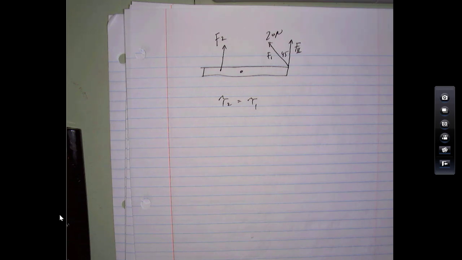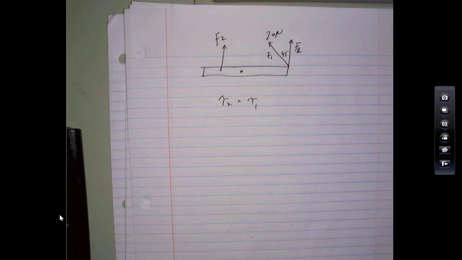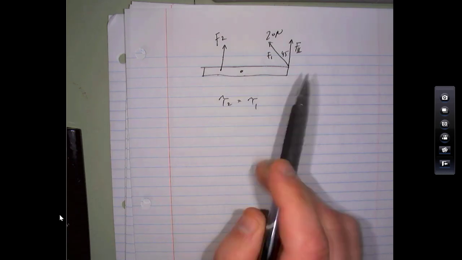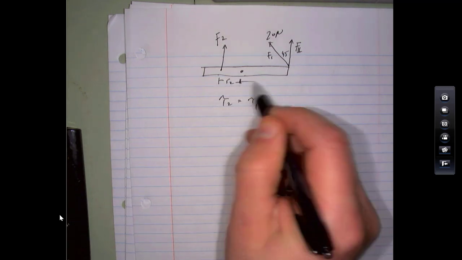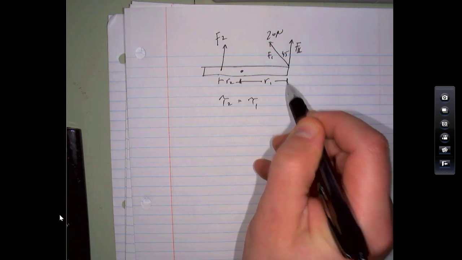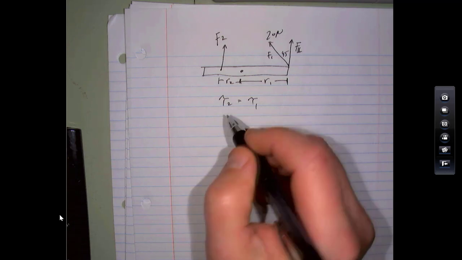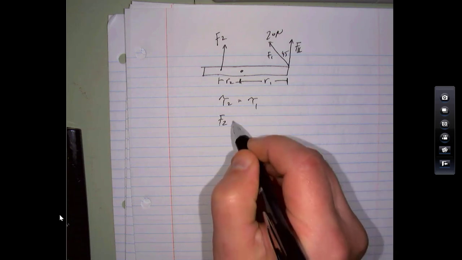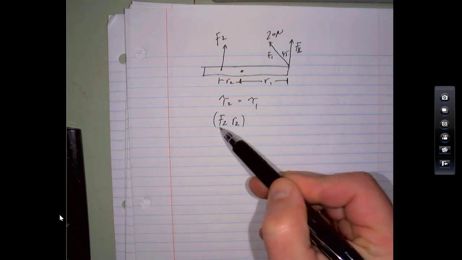Now for the torque from F2, they don't give you these distances, we just know that this distance is twice as much as this distance. So you can call this R2, and this one is R1. R2 is half as much as R1. So I can do it like this. This would be F2 times R2. That's the torque because of this force, right?